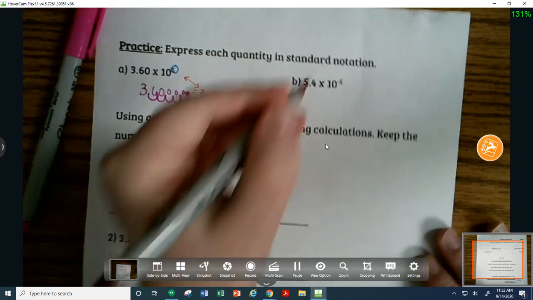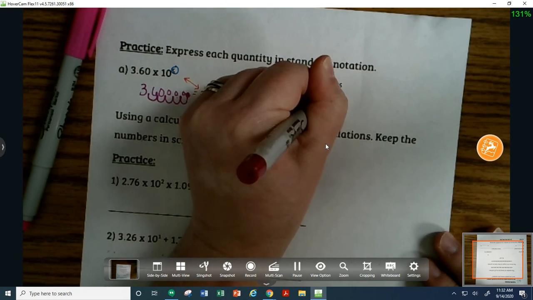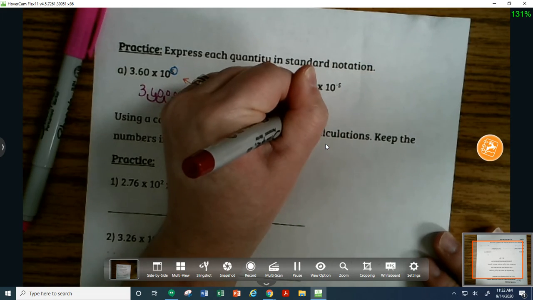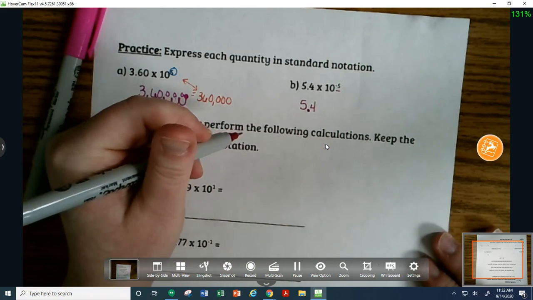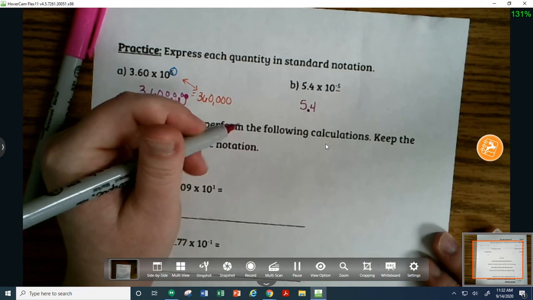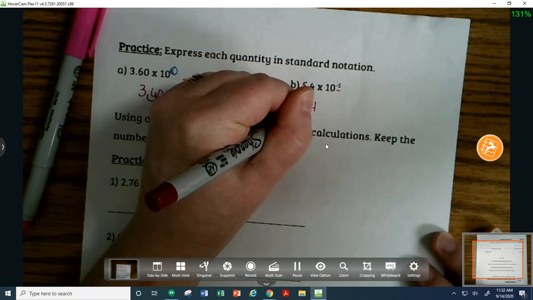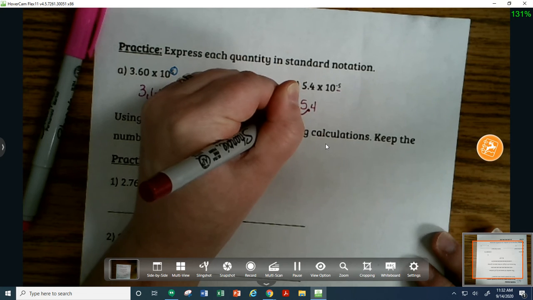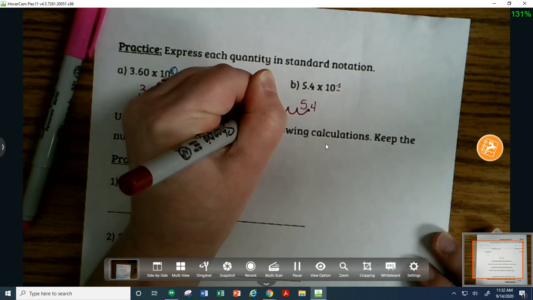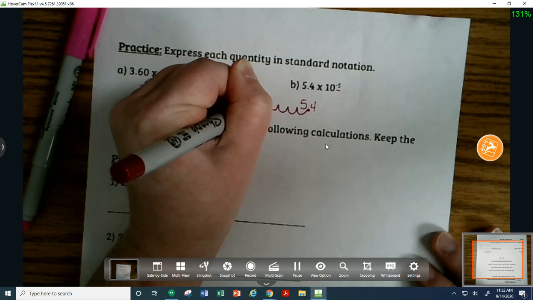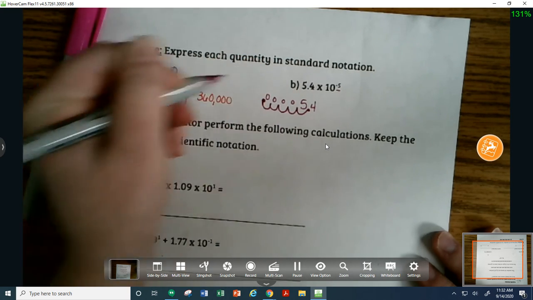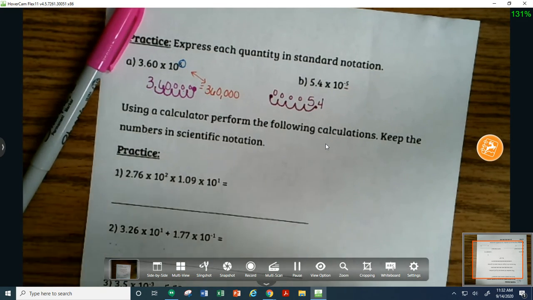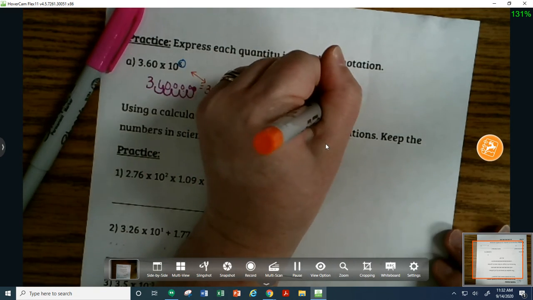So in example B, we have 5.4 times 10 to the negative 5th. We have our decimal ready to go. It's a negative, so when you have a negative exponent, putting it into standard notation, we are going to move it to the left. So this is 1, 2, 3, 4, 5. This is where the decimal is going to rest. In those gaps is where we can fill in zeros, and I'm going to go ahead and rewrite my final answer.